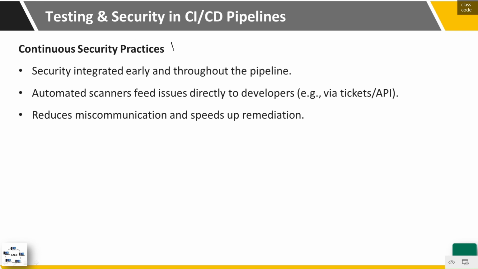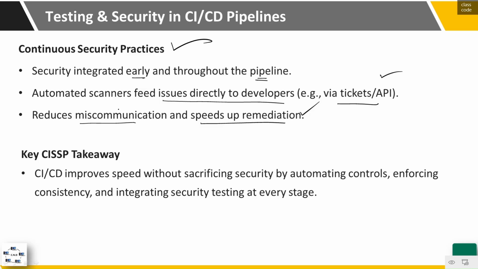Continuous security practices include that security is integrated early and throughout the pipeline. We have automated scanners that feed issues directly to the developer, for example, via tickets and APIs. This reduces miscommunication and speeds up remediation. So what is the key takeaway for this CISSP? CI/CD improves speed without sacrificing security by automating controls, enforcing consistency, and integrating security testing at every stage.